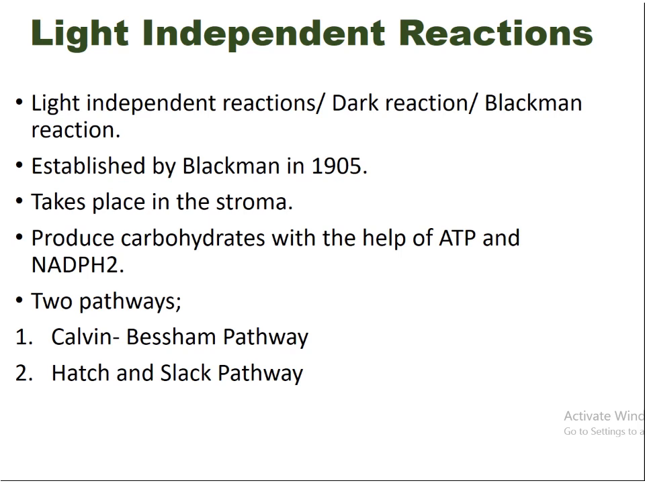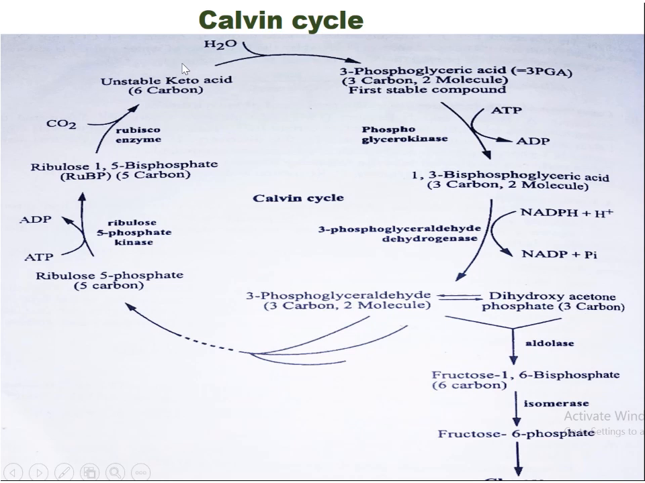There are two well recognized paths of these light independent reactions. The first one is the Calvin cycle, or the Calvin Benson pathway, or C3 cycle, and another one is the Hatch and Slack pathway, or C4 cycle. Let's start with the Calvin cycle or C3 cycle.